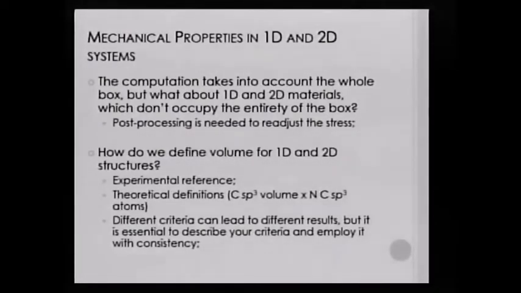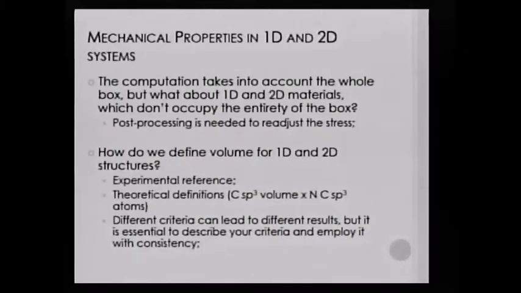However, in some cases you don't have an experimental reference because you're, for example, proposing a new material or using something that hasn't been synthesized. So you can use a theoretical definition. For example, this is the definition I used to estimate the mechanical properties of the carbon nanothreads. You take the average volume of one carbon sp3 atom and multiply it by the number of carbon sp3 atoms.